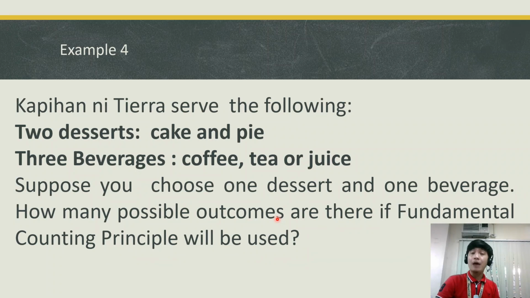Okay? Now, ang tinatanong lang sa atin sa example number 4, ilan lahat yung possible outcomes niya kung pipili siya ng isang dessert at isang juice. Ilan lahat ang possible outcomes. Okay? Diyan ngayon papasok yung fundamental counting principle, na malalaman natin later on. Paano ba ginagamit yung fundamental counting principle?